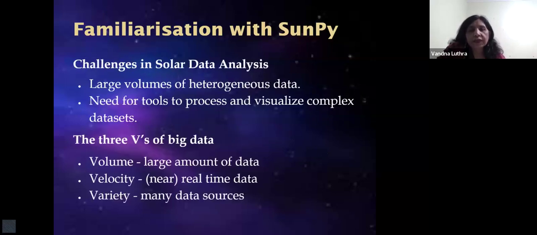Challenges in solar data analysis are huge, because a large volume of heterogeneous data is being generated, and it needs tools to process and visualize complex data sets. The three challenges of big data are the three V's. Volume, the large amount of data, is a consideration. Velocity, for real-time data analysis. And variety, because there are many data sources and one has to access data from all of them. That is why these three V's are of great importance when we talk about big data.